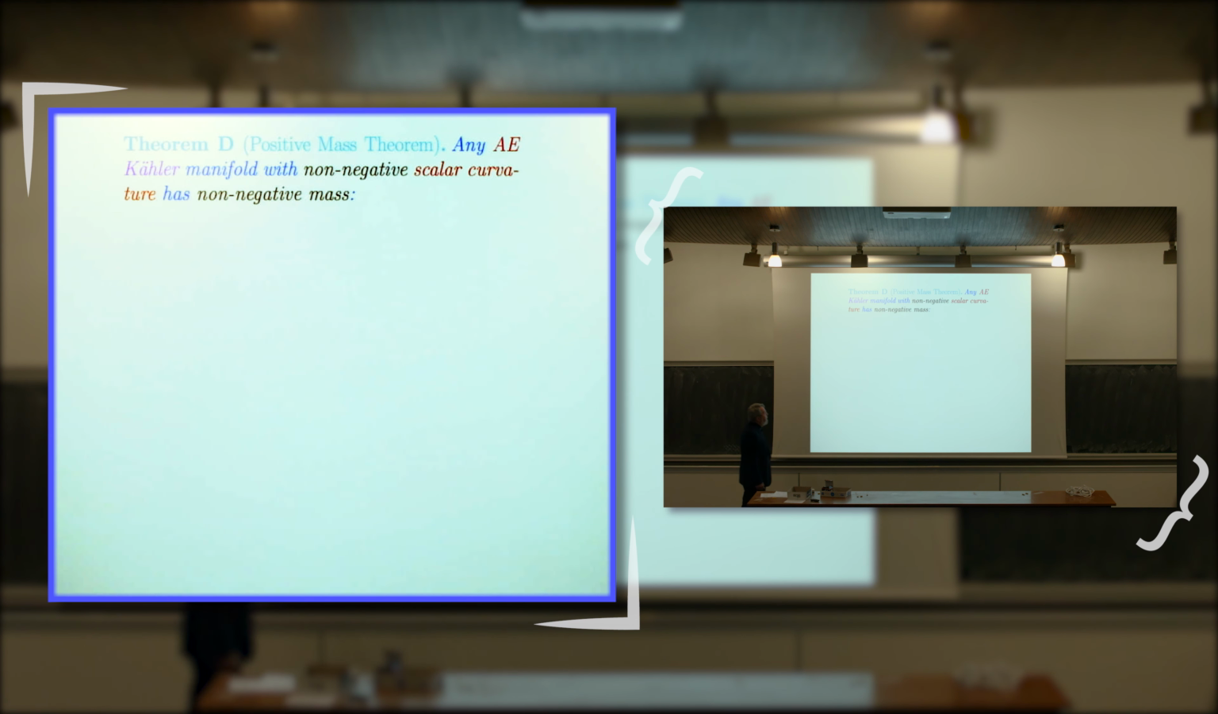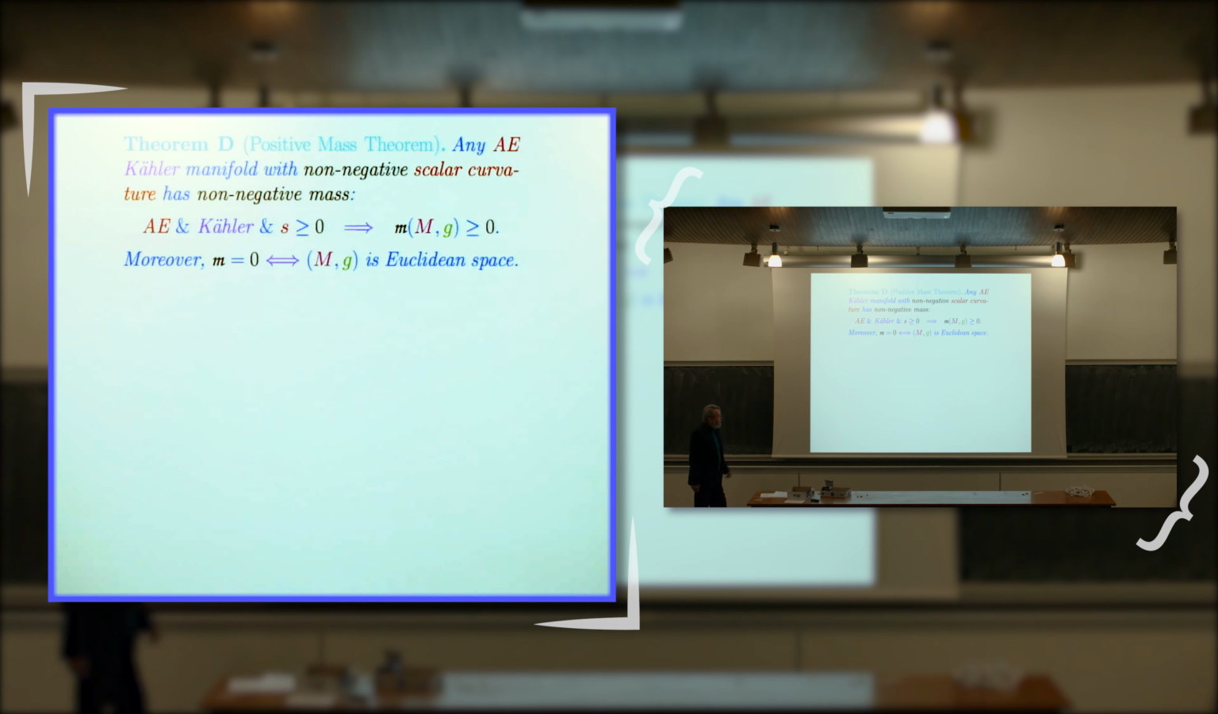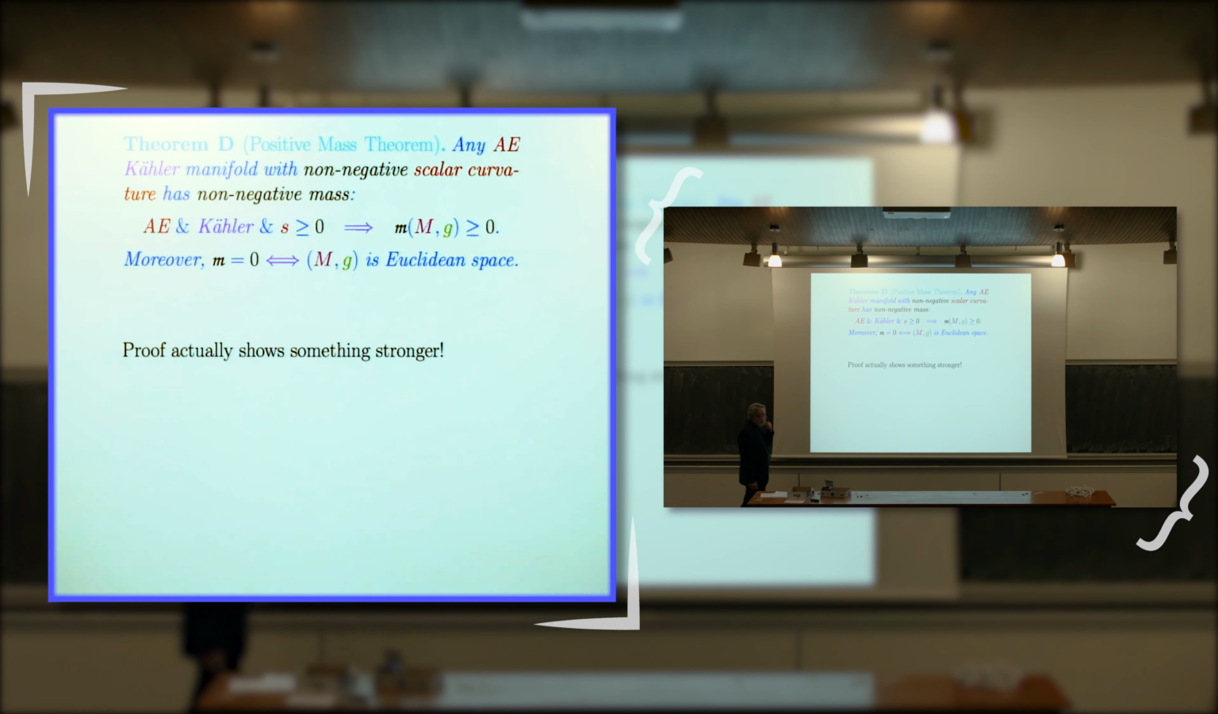The positive mass theorem follows from this formula for Kähler manifolds. So when you're in the Kähler case, you find that if you have an asymptotically Euclidean Kähler manifold with non-negative scalar curvature, it has non-negative mass. And mass 0 happens only for Euclidean space. But in fact, our proof shows something stronger. You might say, well, now there's no point of this because Schoen and Yau have a more general theorem. But in fact, what our proof shows is something stronger.